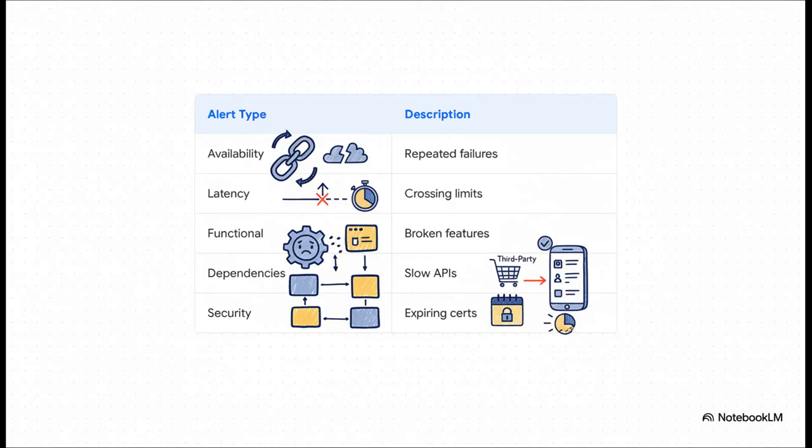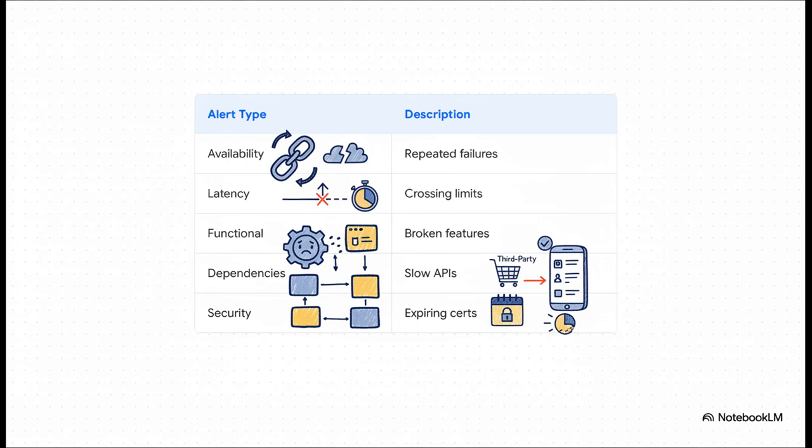But look, testing is really only useful if it actually tells you when something breaks, right? And alerting has to be meaningful. Otherwise, it just turns into background noise that your team totally ignores. So here are the 5 actionable alerts you should absolutely start with. You want to trigger alerts for repeated availability failures, not just a single random blip. You want to know when latency crosses a set threshold.